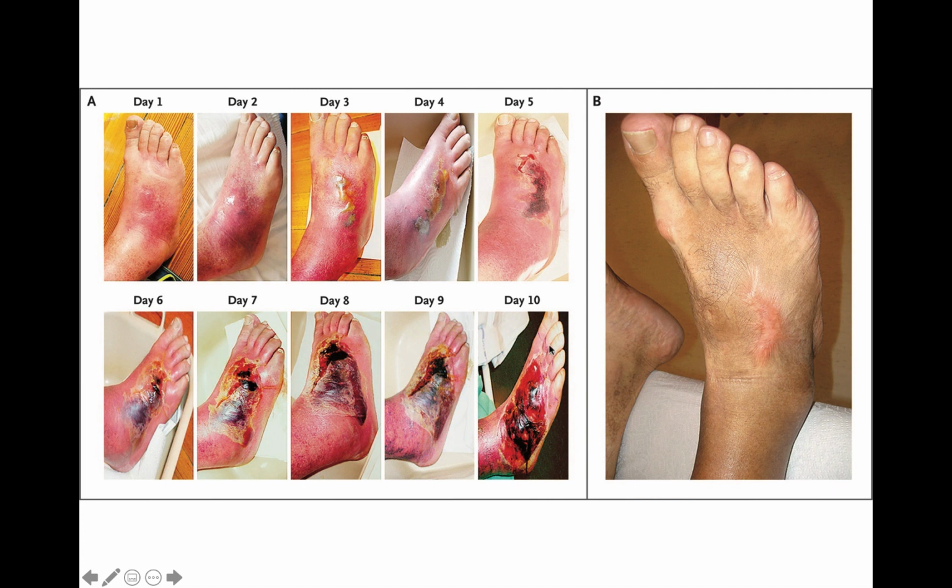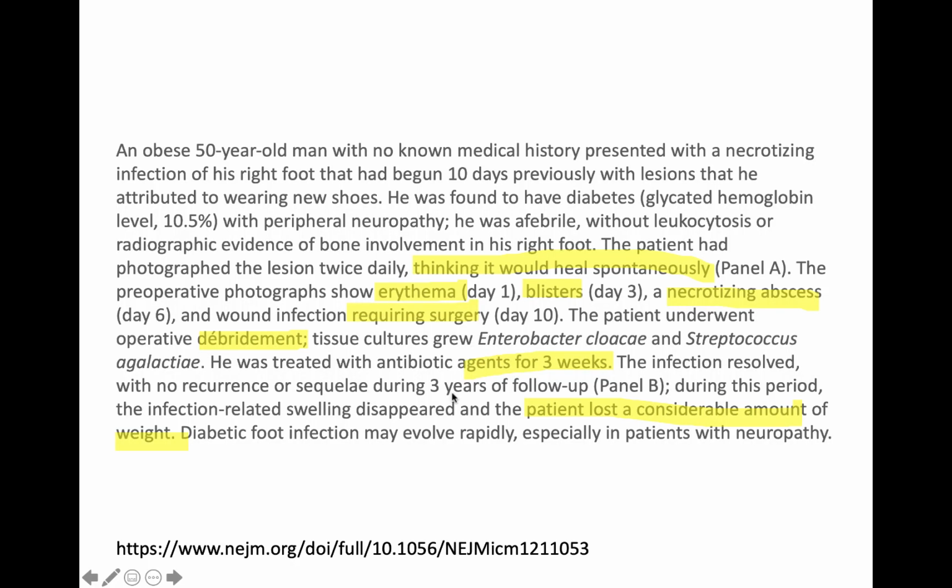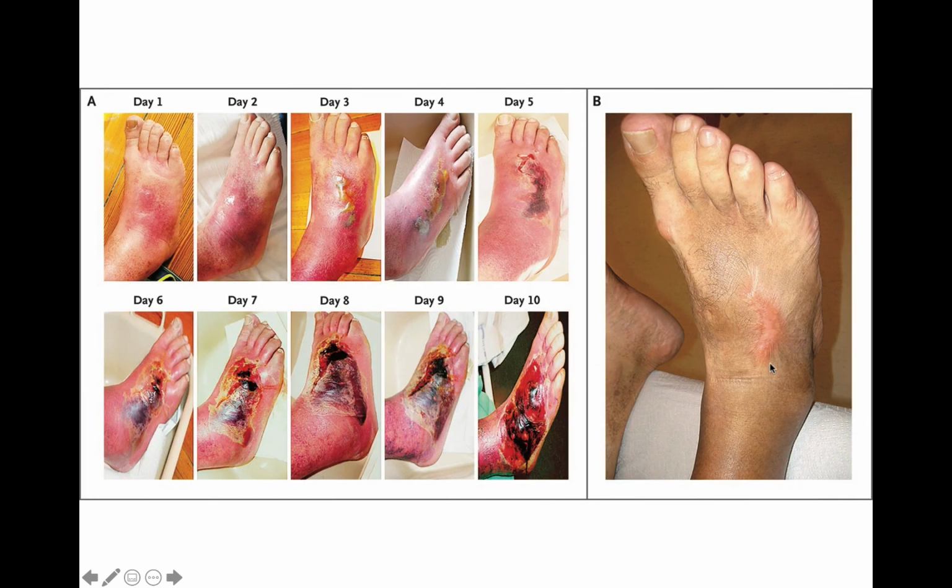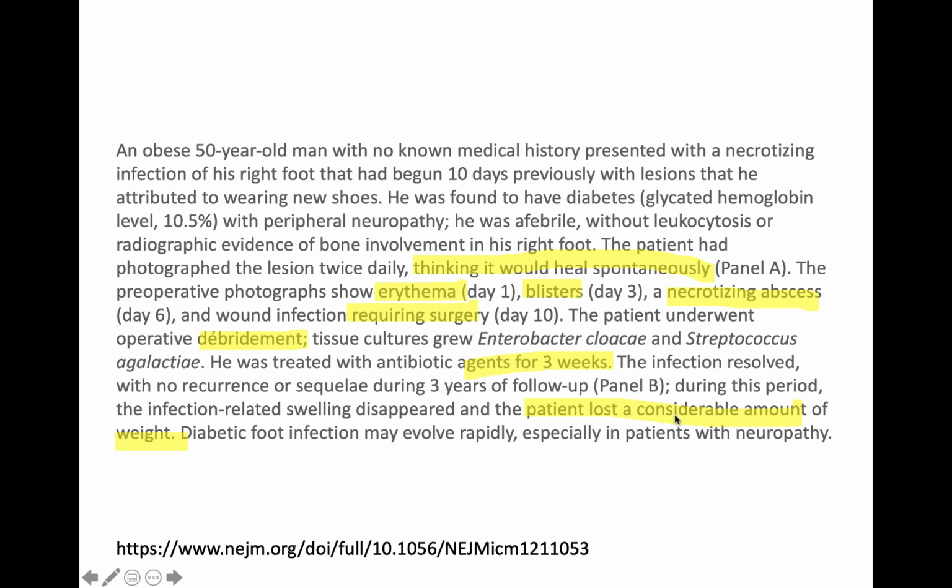With antimicrobial therapy the infection resolved, and probably with some debridement. I don't know if they did debridement. I don't know, but probably they did. At least we see here fibrosis and scar formation. So the patient lost a considerable amount of weight. He controlled his blood sugar. He had blisters and a necrotizing abscess. Yes, he did have debridement, surgery, and everything. Treated with antibiotics for 3 weeks.